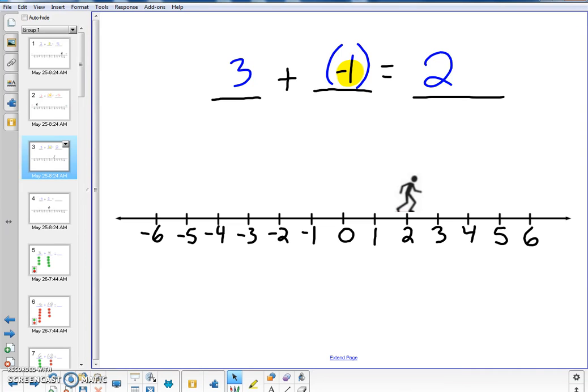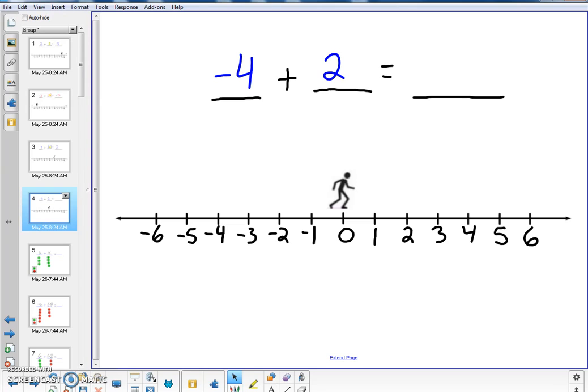Let's try another one. I'll advance to the next screen. Your teacher could pause the video so you guys can think about it and discuss, and then I'll go over it. Negative 4 plus a positive 2. Think about it, talk about it, push pause on the video, and we'll see if you're right. Okay, so the first number, of course, is negative 4. So I'm going to put my guy on negative 4. Negative 4 is over here.